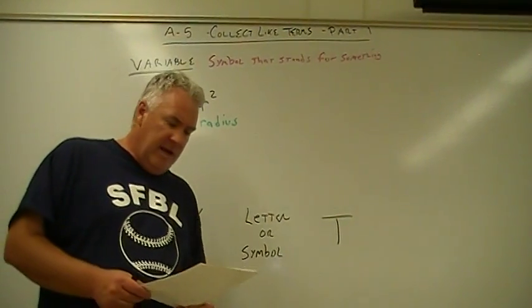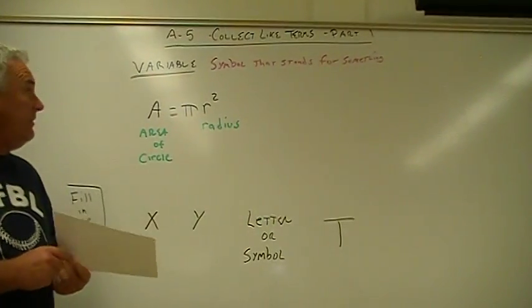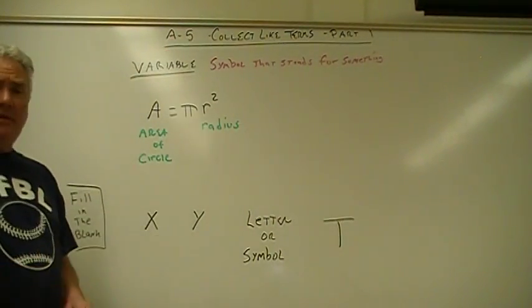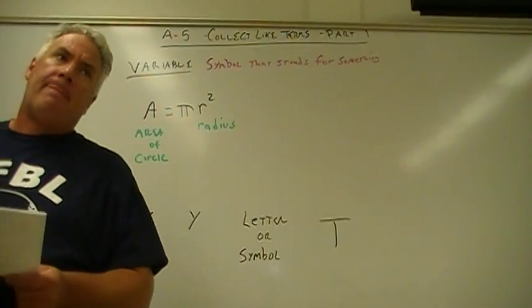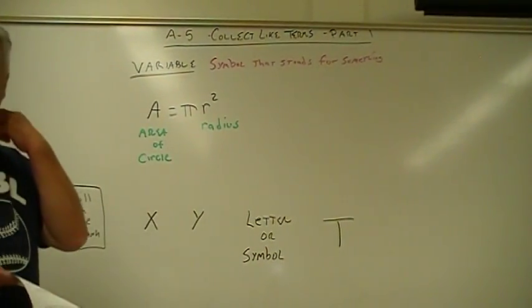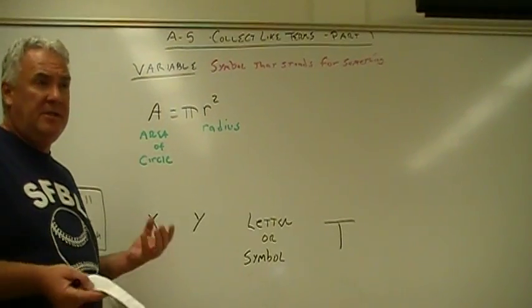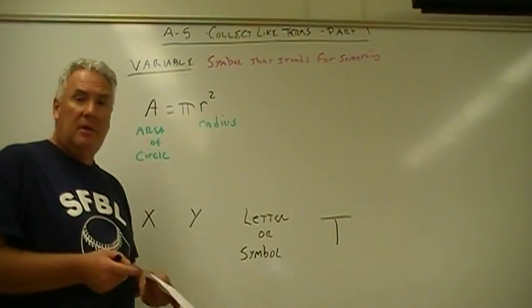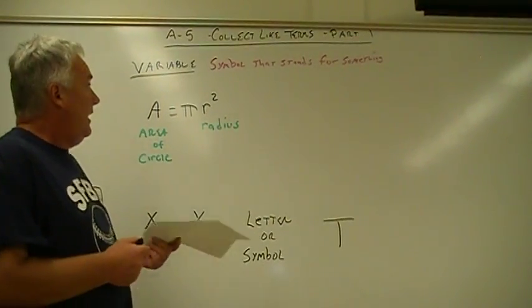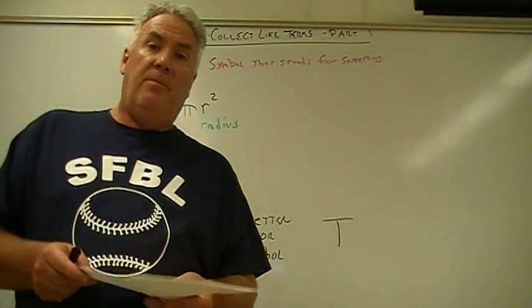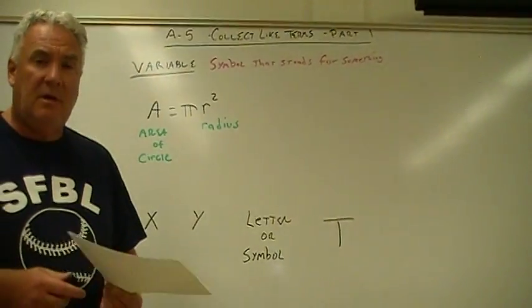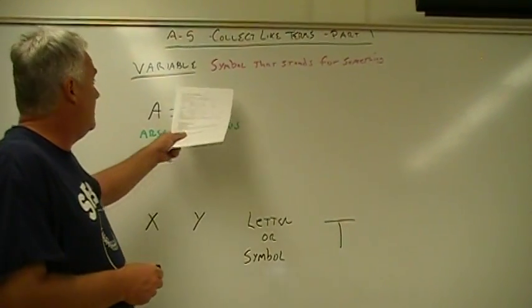Okay, we're on to lesson A5. This is part one of collecting like terms. It's an important aspect to a lot of the algebra concepts, bringing things that are alike together. And it's big enough that I do need to divide it into two parts. Today is the basic level of that, the basics.